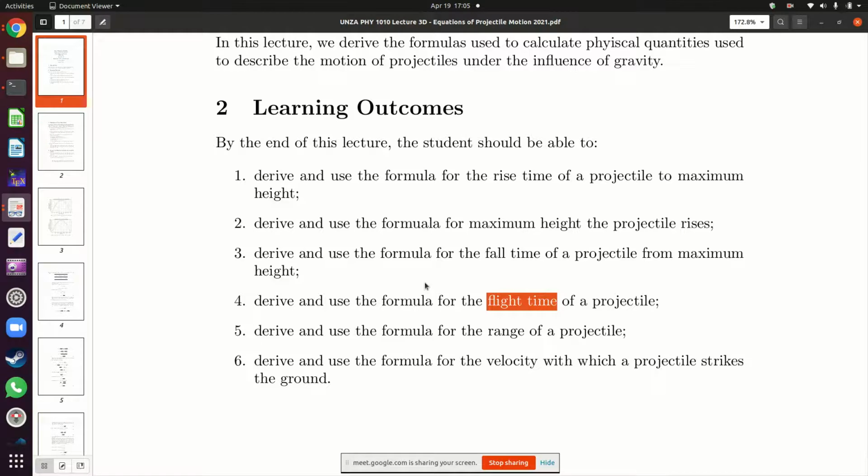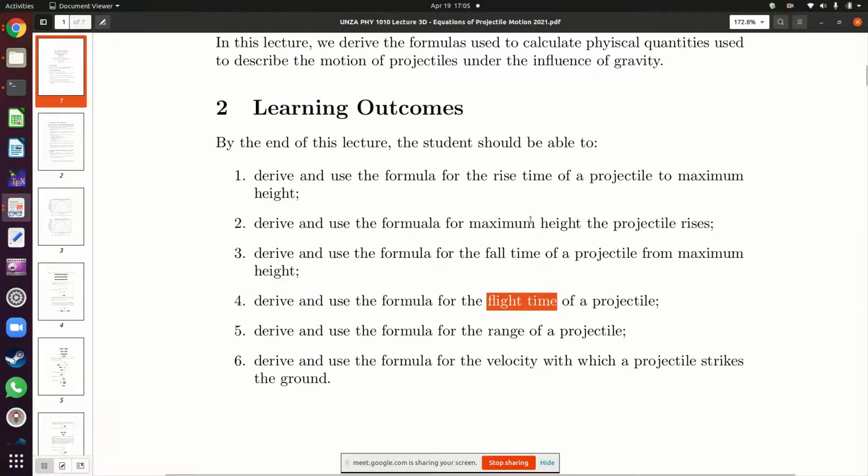And the other thing we're interested in is how far does the projectile travel along the horizontal direction. That is the range. Now the range is related to the flight time, as we are going to see. So the more time something is flying, that directly translates to the more distance that particular projectile is going to cover. Okay, that's the range. And we want to find out with what velocity a projectile is going to strike the ground.